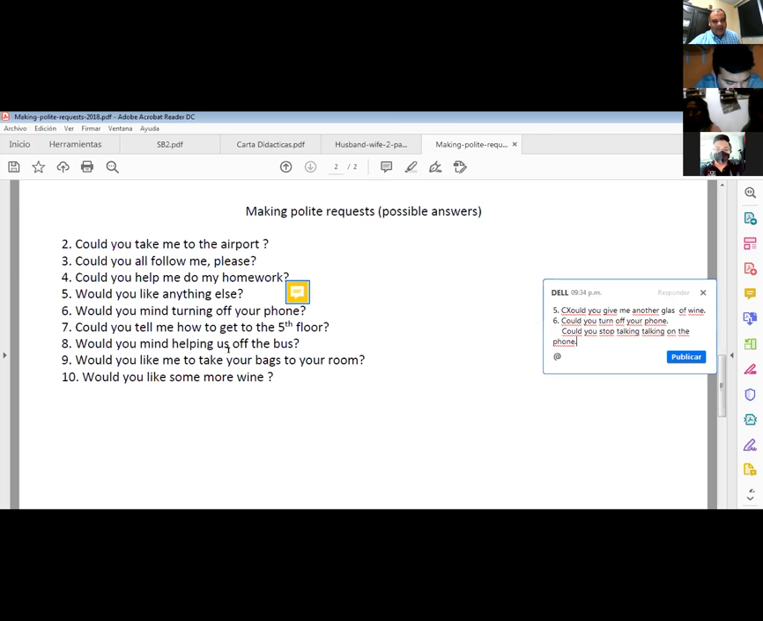Could you help us off the bus? Number eight. Could you help us off the bus? Okay, number nine. Could you take my bags to my room?